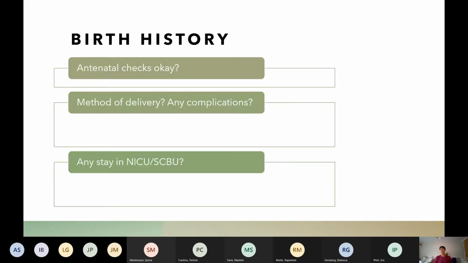So birth history, you want to talk about antenatal checks. So ultrasound scans, you'll have 2 scans during the pregnancy usually. There may be some blood tests, you may do some Down's screening tests and things like that. Method of delivery, you'll often see the term SVD in notes. Can anyone guess what SVD stands for?